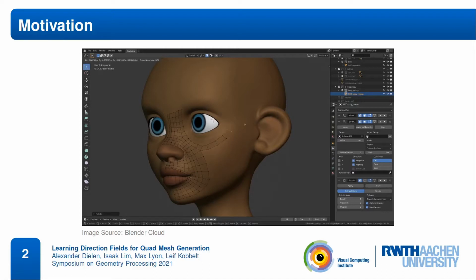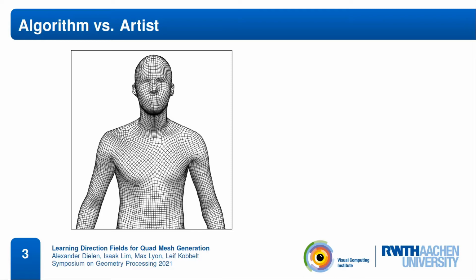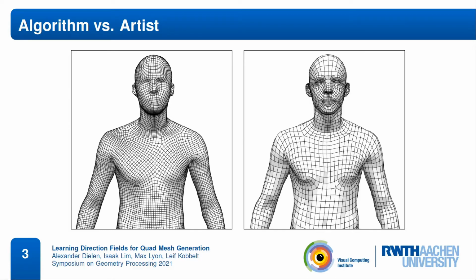Unfortunately, this manual conversion is both labor-intensive and cumbersome, which is why a number of authors have proposed methods that can automatically quadrangulate a given triangle mesh. While these methods are able to reliably and robustly convert triangle meshes into quad meshes, they typically generate a mesh that looks like the one shown on the left, whereas most users would prefer a mesh that looks more like the one shown on the right.